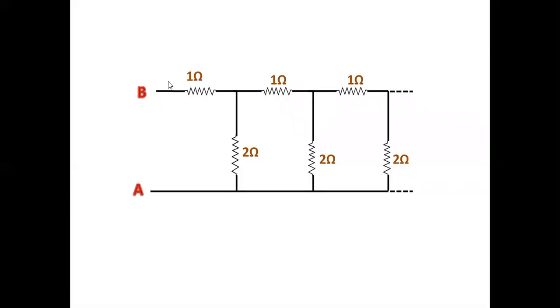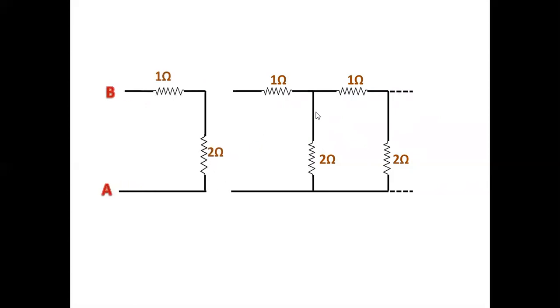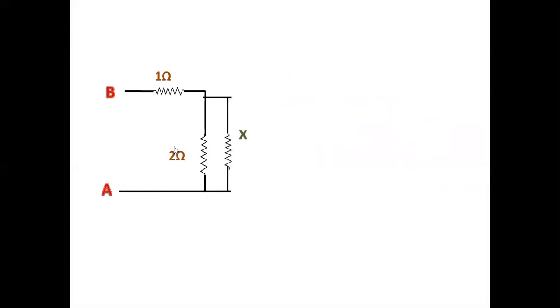3 plus 3, 6. 6 parallel 6, 3. Again 3 plus 3, 6, and so on. Similarly, if you go on connecting any number of ladders, the answer is the same. So remove the first chain. Say the resistance of the right side is x, and connect that x to the 2 ohm. Then again the value here is x.